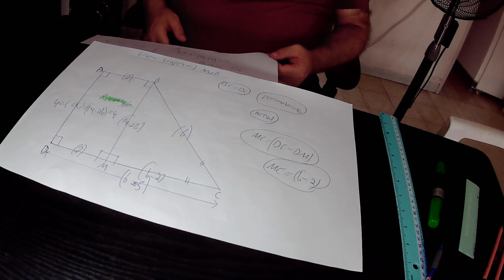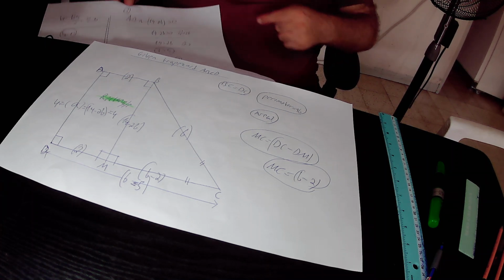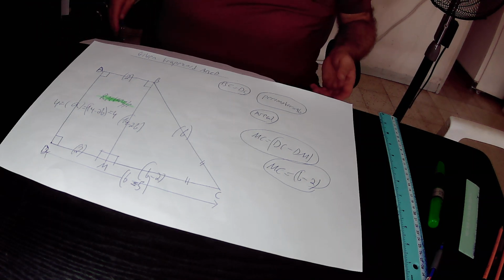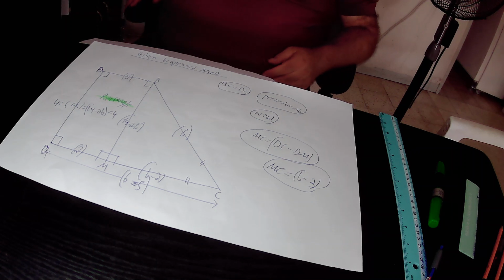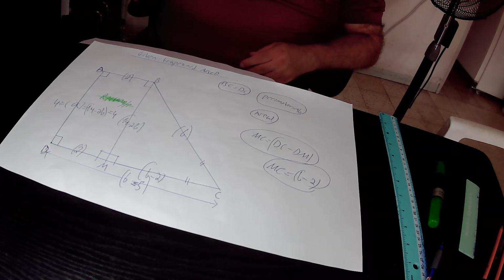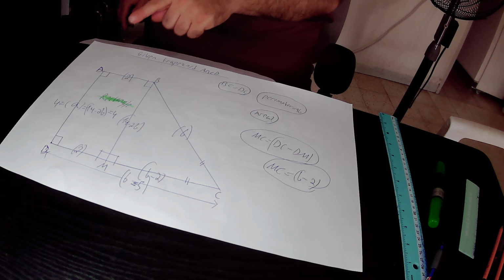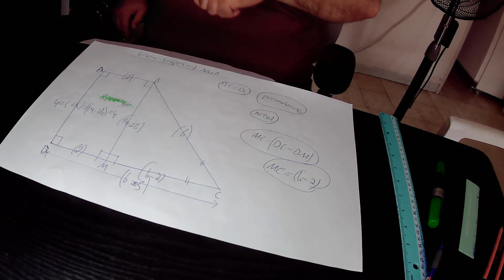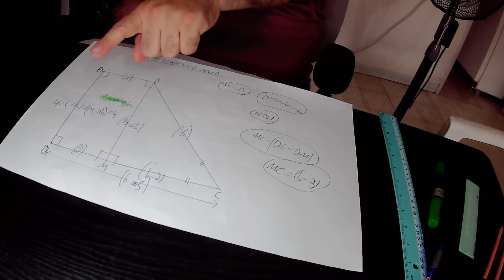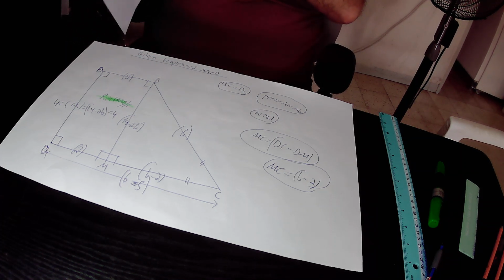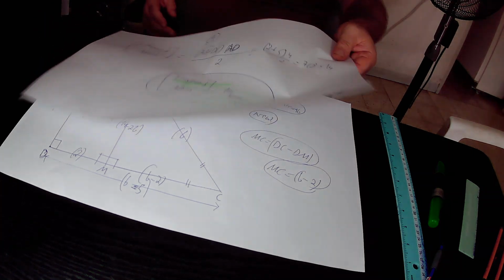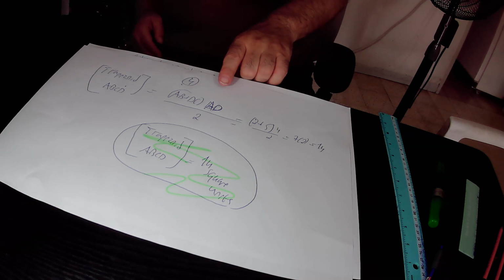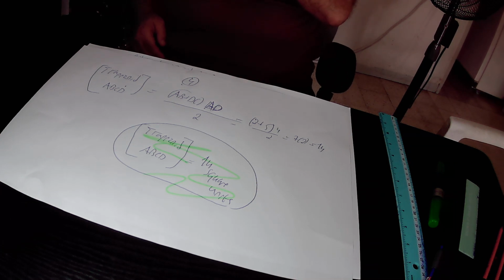Okay, our mission is to find the area of this trapezoid ABCD. According to the formula that I presented to you in the beginning of the lecture, the area of a trapezoid equals the sum of its two parallel bases, in this case AB plus DC, times the height AD over 2. And again, the area of trapezoid ABCD equals the sum of its two parallel bases, that is actually AB plus DC, times the height AD over 2.